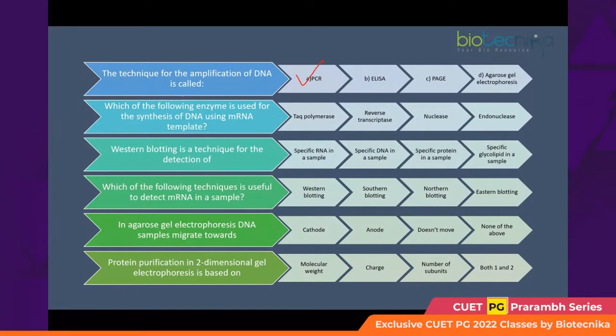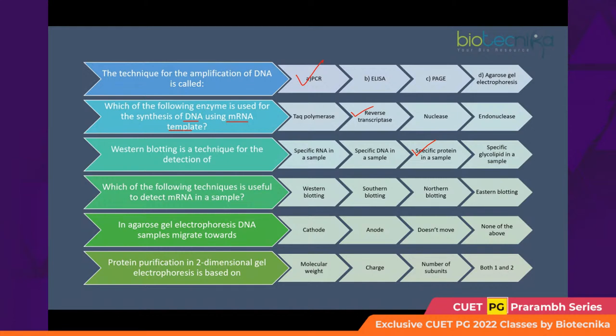Yes, next question. Which of the following enzymes is used to synthesize DNA from an mRNA template, Vishal? mRNA to DNA, who will create that? Reverse transcriptase, not Taq polymerase. Western blotting is a technique for the detection of specific protein in the sample.